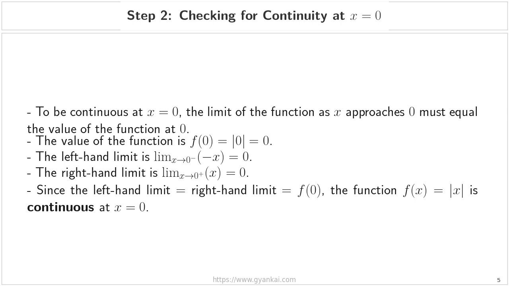Now that we have confirmed the graph is connected at this point, we can proceed to the next step to see if this continuity also guarantees that the function is differentiable. Step 3. Checking for differentiability at x equals 0. Now that we have established that the function is continuous at x equals 0, we must determine if it is also differentiable at that same point.